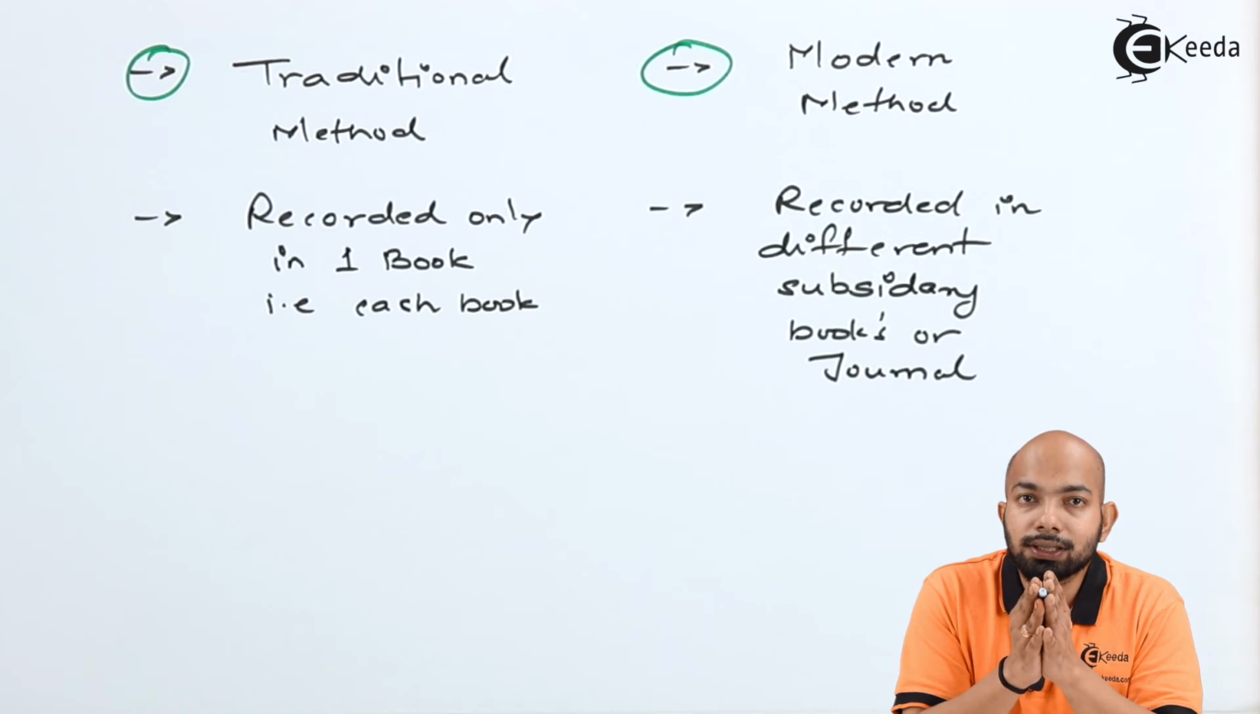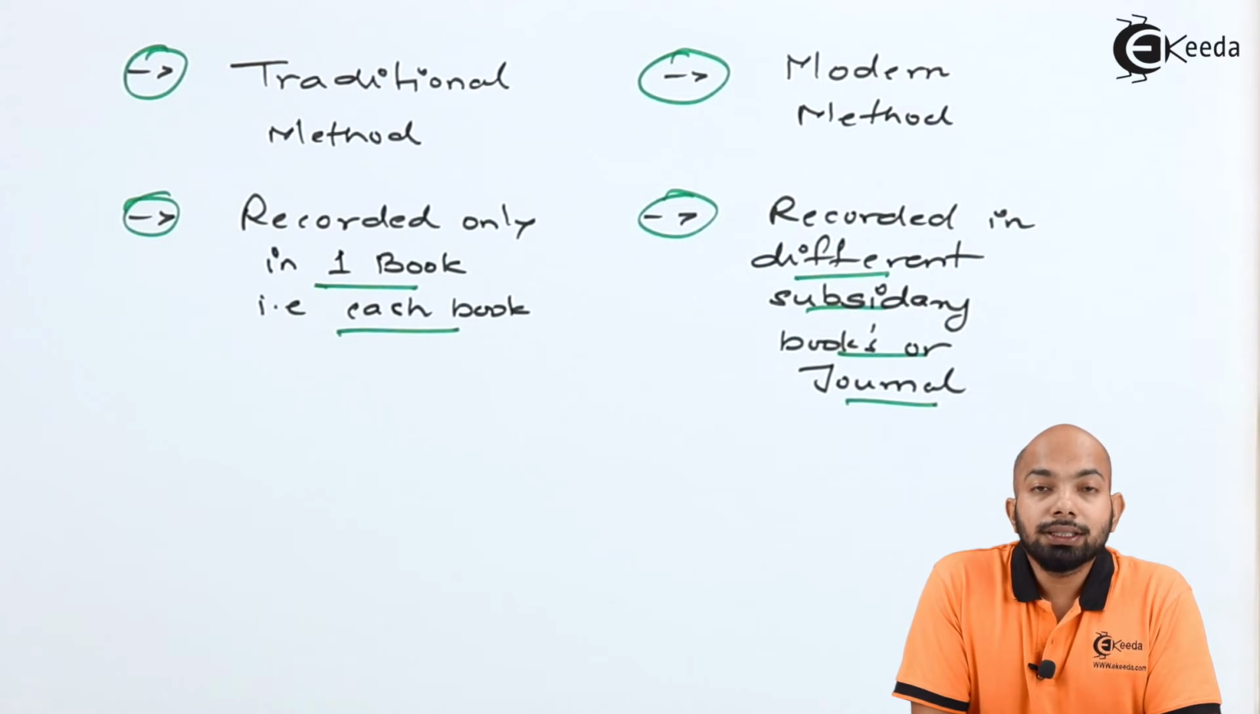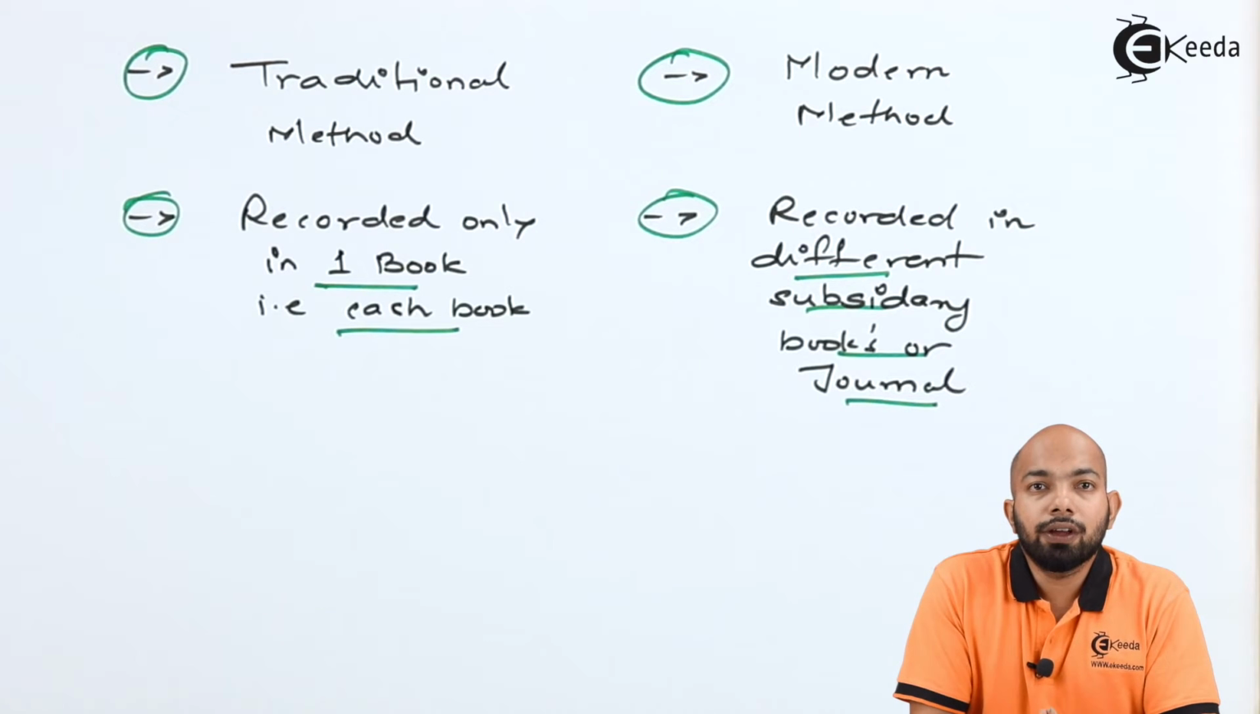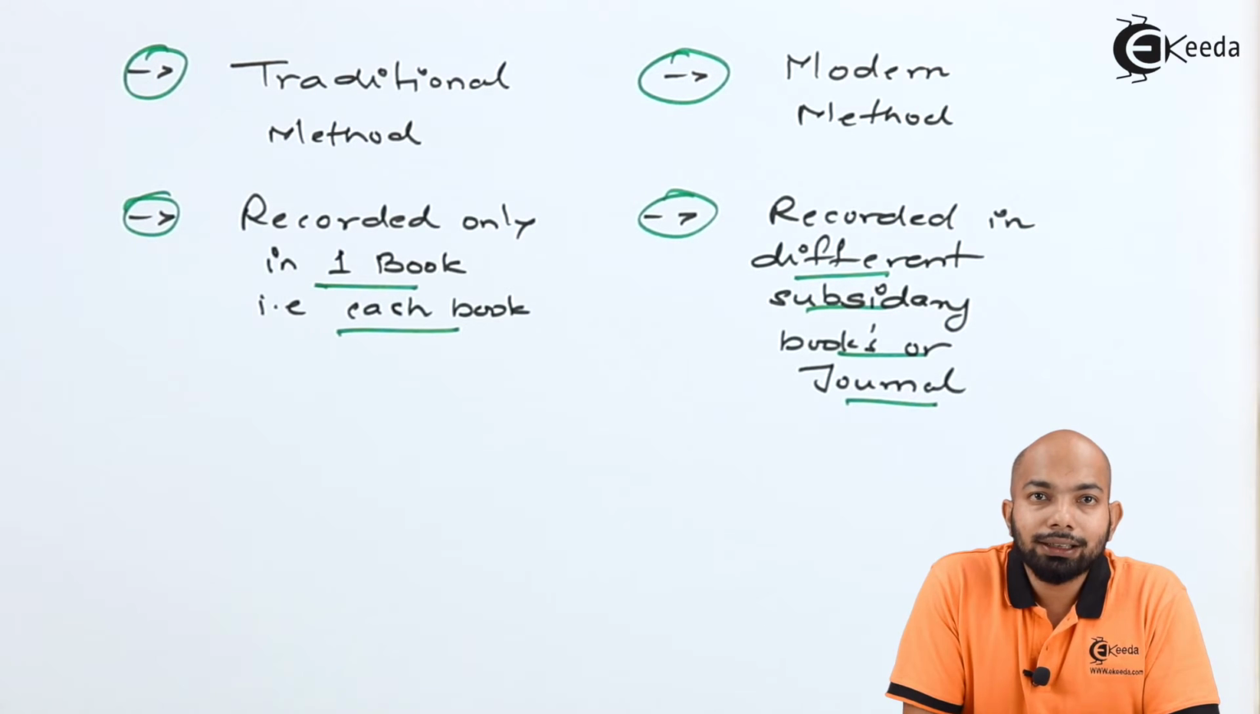So the double entry bookkeeping system ensures that all these transactions are recorded in different subsidiary books or different journals, because it has dual aspect. However, the conventional approach has only one aspect, that means recording transactions in the cash book. Single entry bookkeeping system. The cash book that you have, you record your transactions only in that. Whatever cash goes out, whatever cash comes in has been recorded in that.